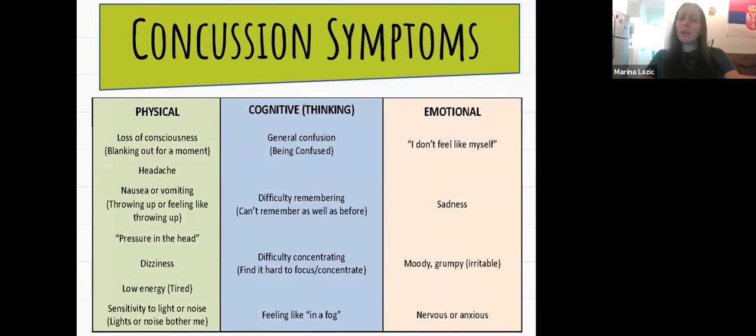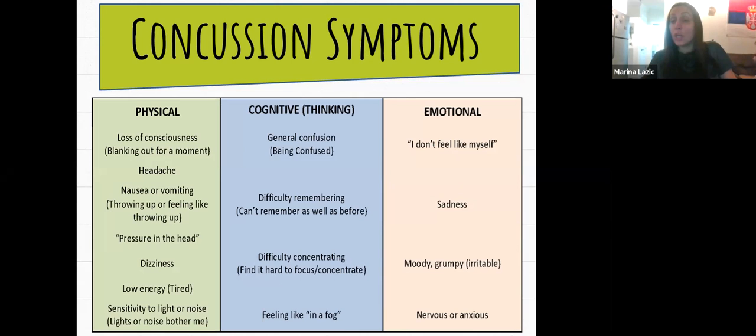And now you have all symptoms of concussions grouped together as physical, cognitive, and emotional. So if you have concussion, you would have some physical symptoms such as loss of consciousness, headache, vomiting, dizziness. You would feel pressure, or you would be at a low energy level. You would feel some thinking issues, the cognitive group. You would feel confusion. You would have difficulty remembering or concentrating, or you would feel like you are in a fog.